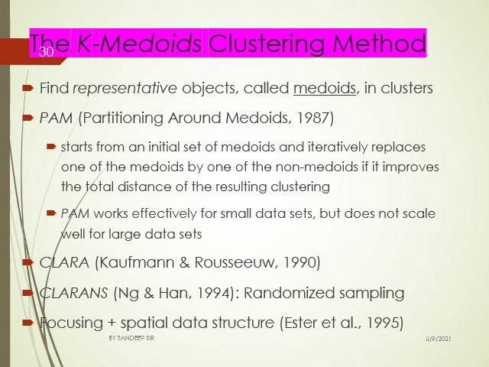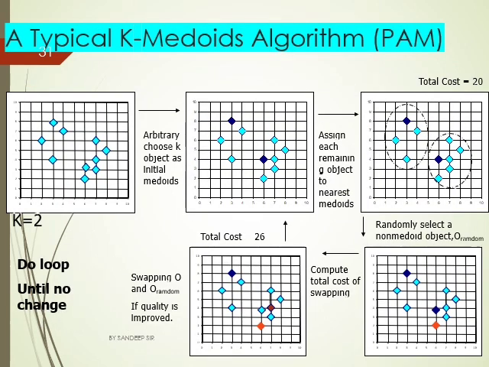Some other studies have also been done by Kaufman and Rousseeuw, and Ng and Han, which we can see in the form of CLARA and CLARANS. This requires focusing techniques and spatial data structures, which was also studied by Ester. So this is a typical PAM method.